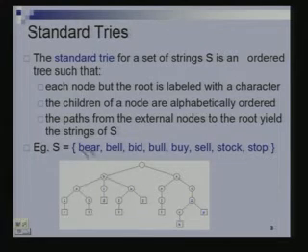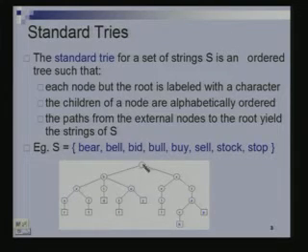Suppose I were to start from here and follow a path in this tree. Suppose I came this way, B, E, A, R, beer. Beer is one of the words here. Suppose I were to take some other path, S, E, L, L, sell is another word here. S, T, O, C, K, stock is another word here. So now you can build this thing. If I give you a set of words, can you build this trie?